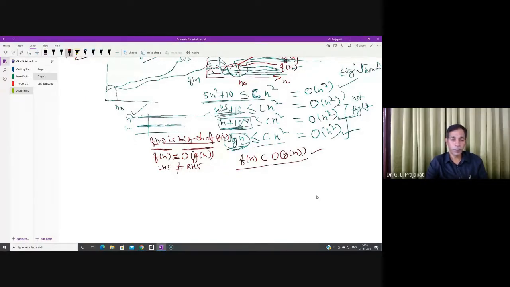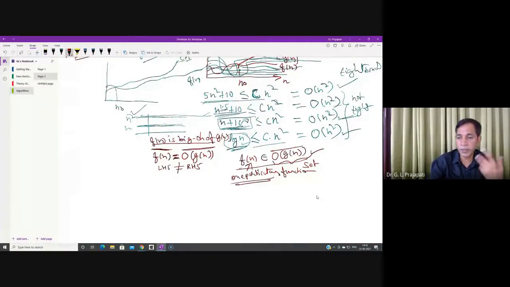Once you say it like this, you are claiming that f of n is a member of this set, and this is the set of functions. This represents the set, and this is one particular function. So when you say f of n is big O of g of n, you are saying that f of n is a member of this set, and this is some kind of group.